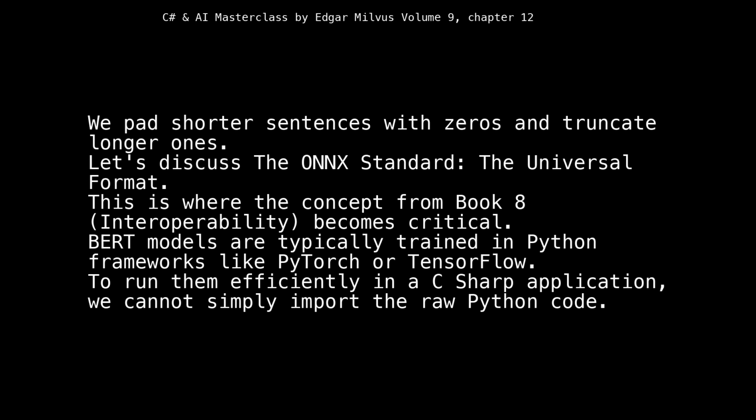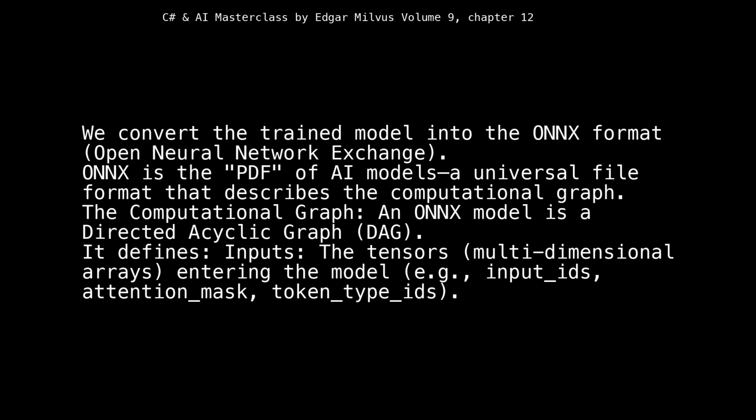Let's discuss the ONNX standard, the universal format. This is where the concept from Book 8, interoperability, becomes critical. BERT models are typically trained in Python frameworks like PyTorch or TensorFlow. To run them efficiently in a C# application, we cannot simply import the raw Python code. We convert the trained model into the ONNX format, Open Neural Network Exchange.